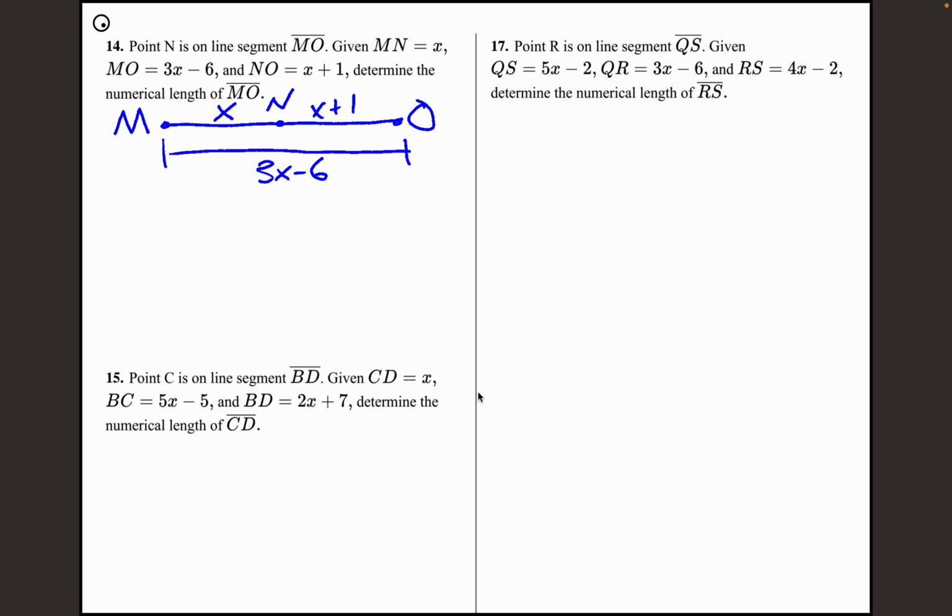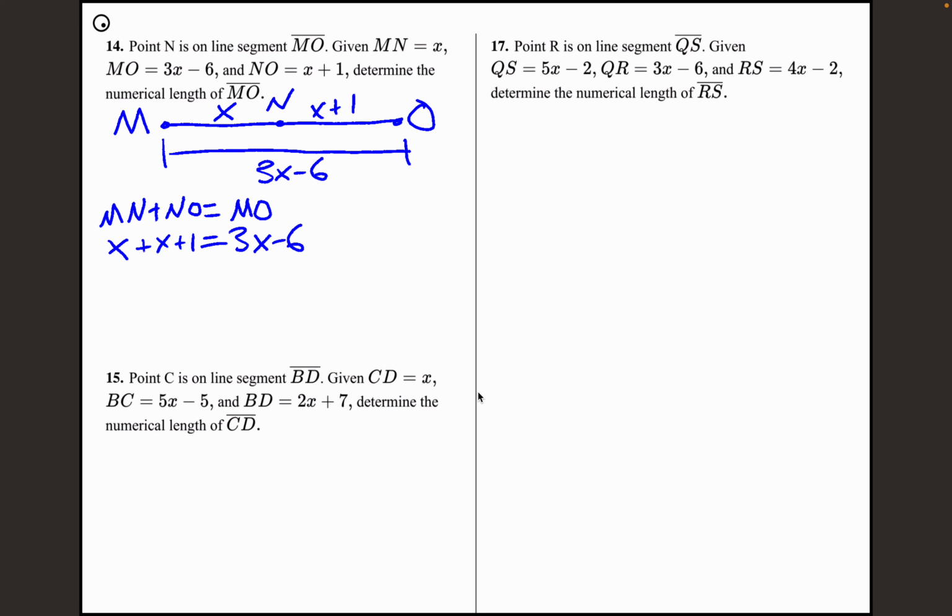Now we have to solve for x. With the segment addition postulate, we have MN plus NO equals MO. Those two segments are going to equal the whole segment. Let's plug in our values. For MN, we have x, and for NO, we have x plus 1. That's all going to equal MO, and that value is 3x minus 6. Let's solve for x from here.